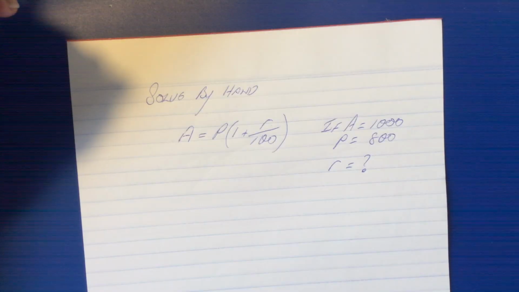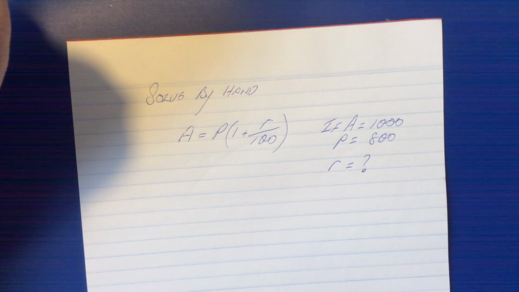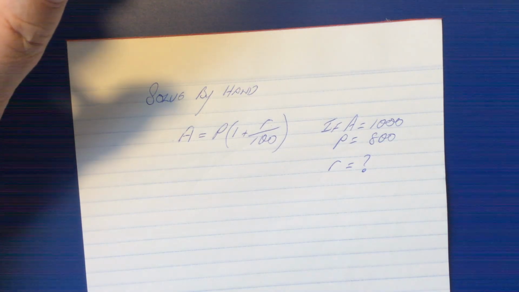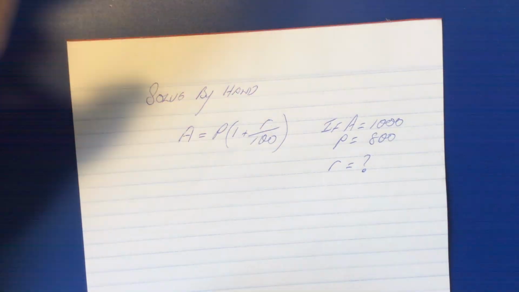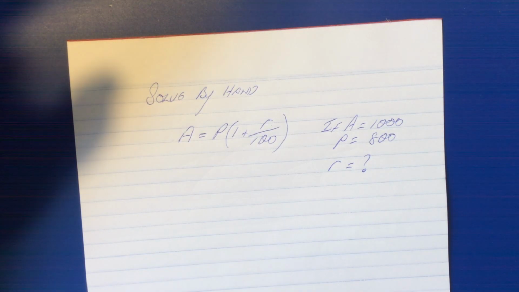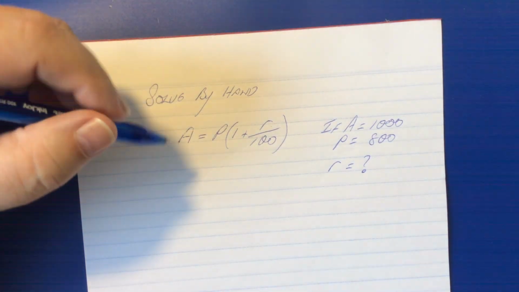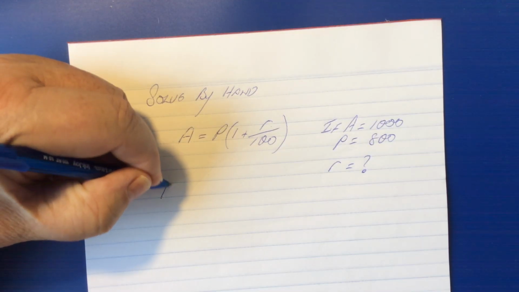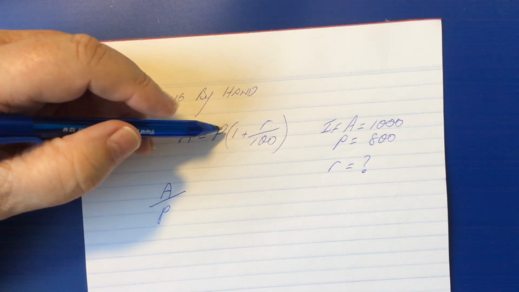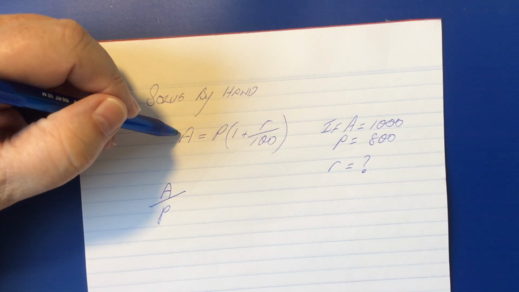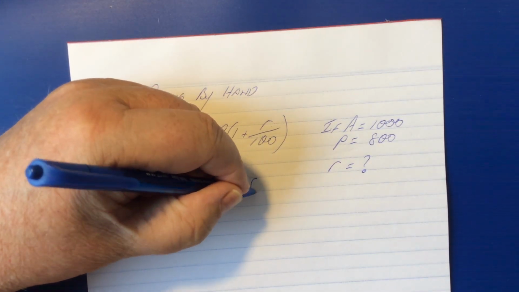Now, before we do that, I'm slightly inclined to rearrange the equation. It doesn't really matter what order you do this in, but I think it's a good exercise to rearrange the equation. So we'll start with A over P. P is multiplying here, so if we move it to the other side of the equation, it will divide, and is equal to 1 plus R over 100.